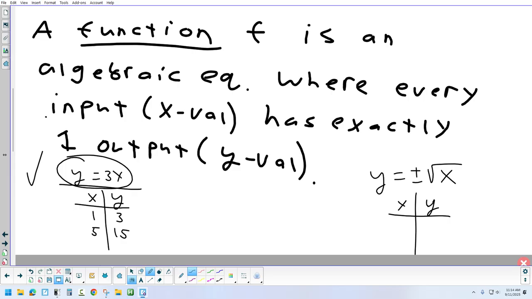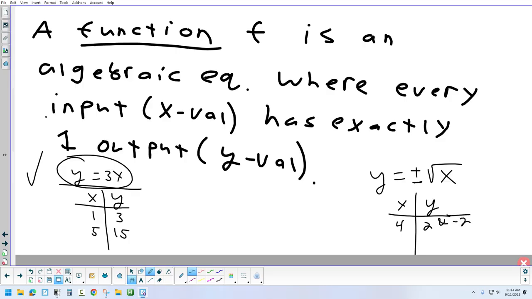If I plug in, let's say 4 for x, what's the positive square root of 4? Yep, 2. And what other number times itself also gives you 4? -2.